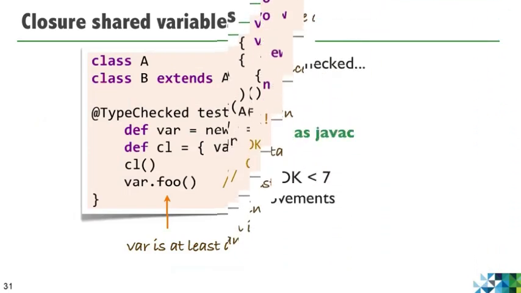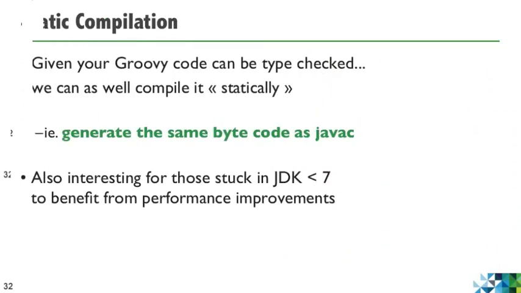Static type checking, so you can also think about why not compiling that code just like the javac compiler and do, well, what we call static compilation.